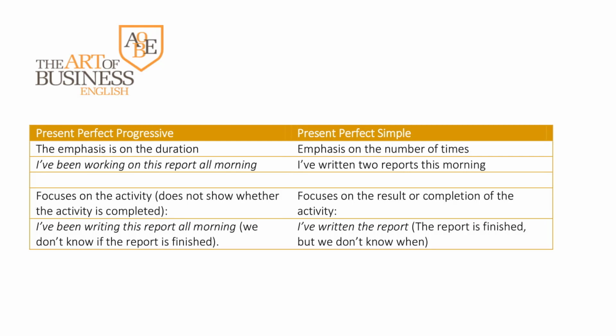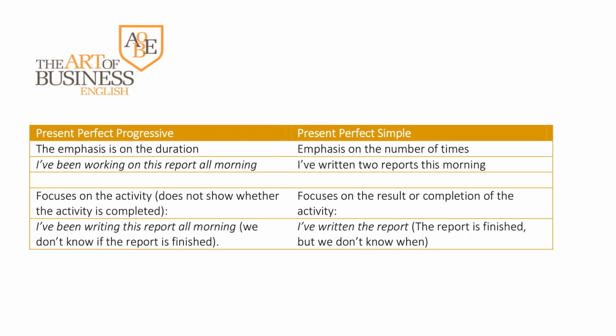We want to really put the emphasis on the time it's been taking us to do this report, whereas the present perfect simple would put the emphasis on the number of times something has happened. So I've written 2 reports this morning, and it does sound like those reports are now finished. The present perfect progressive focuses on the activity and does not necessarily show whether the activity is completed.